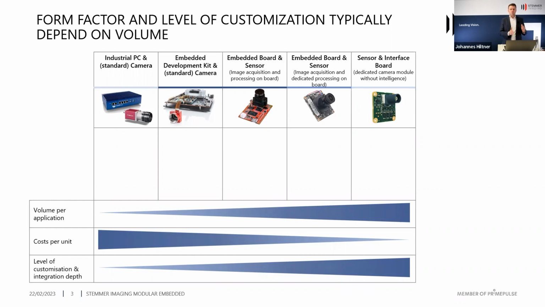So on the very low volume market, we see standard industrial applications using a standard PC, standard cameras. They are typically lower in volume per application or per customer. They typically have a higher cost per unit, as it's typically high-end computing units, high-end cameras. But those also come with a lower level of customization and lower level of integration depth due to the fact that one can use commercial off-the-shelf standard products, but also standard software packages such as Sherlock or Merlin, for example.